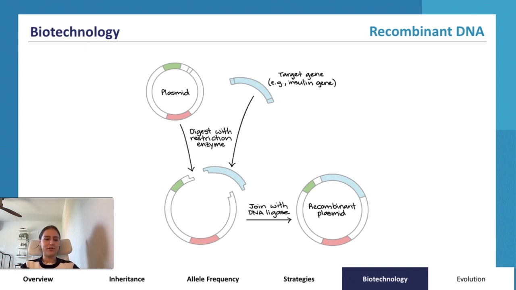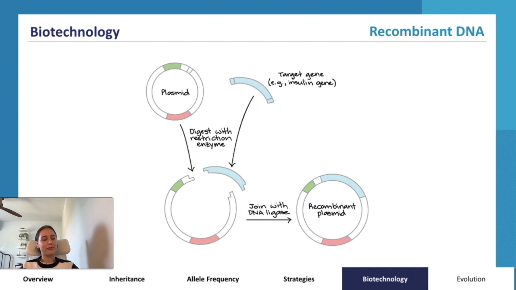So these plasmids are used as vectors to transport the target DNA into bacterial cells. The plasmid is cut with the same restriction enzyme that's used to isolate the target gene, which ensures that the end of the plasmid and the target gene are compatible for binding. This creates something that we call a plasmid vector, which is basically a vehicle for introducing new genetic material into a bacterium.